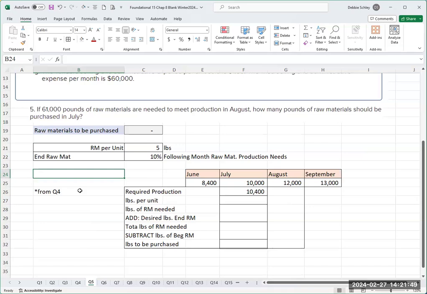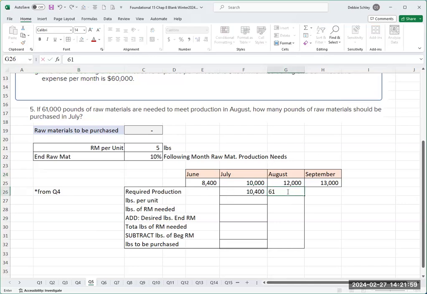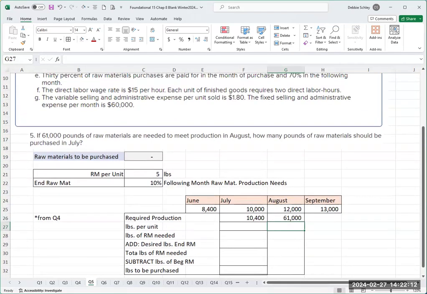Question 5. Now, if 61,000 pounds of raw materials are needed to meet production in August, so required for production, 61,000. How many pounds of raw materials should be purchased in July? So, remember how to do this one.